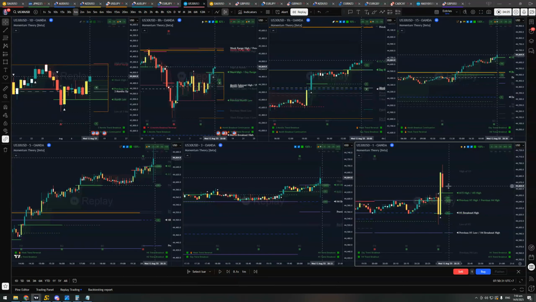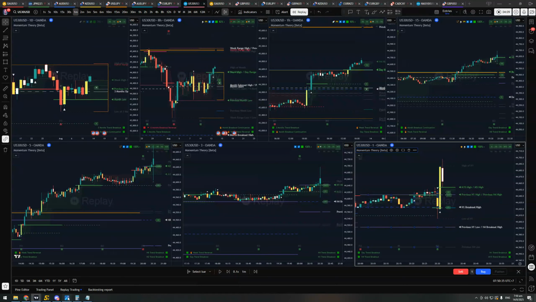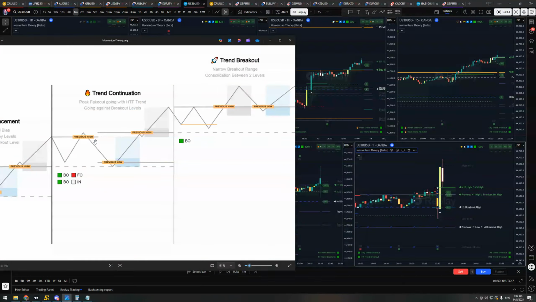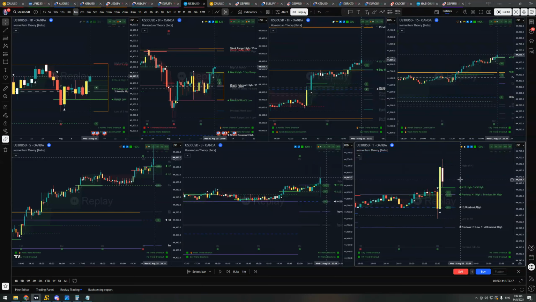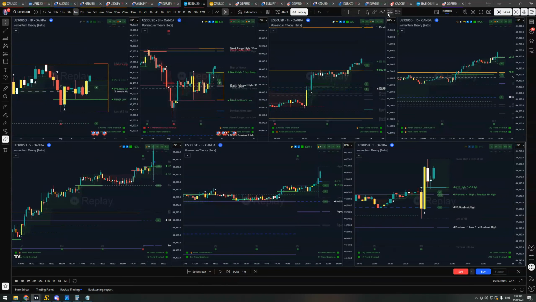Next bar close, bearish, fake out. So I already know that this is a trend continuation setup. Trend continuation, I want to see a bullish breakout followed by a bearish fake out. And so right now, I just want to see price come down and fake out the low. So next bar, price came down, faked out the low, and this is where I ended up entering.